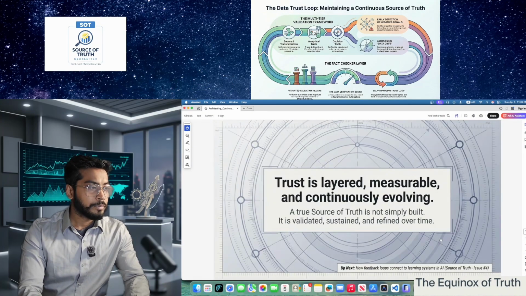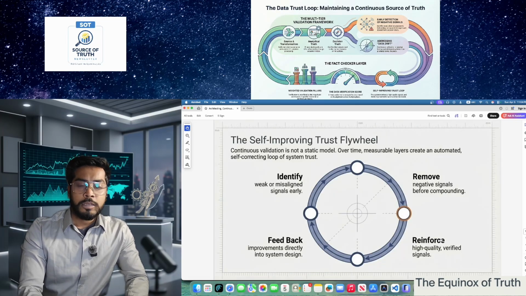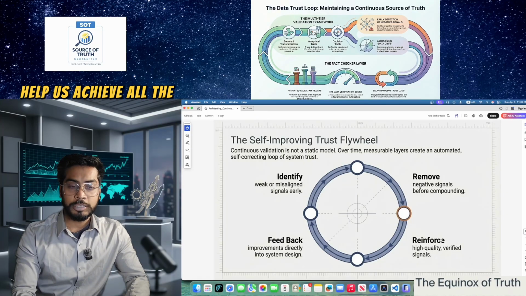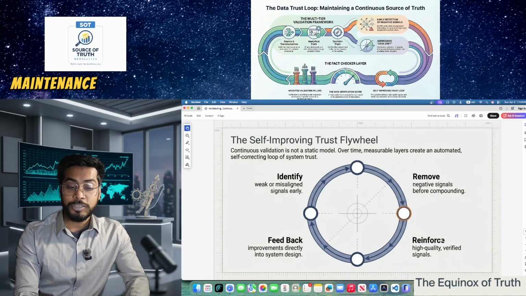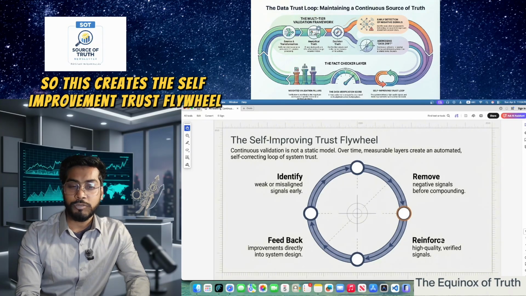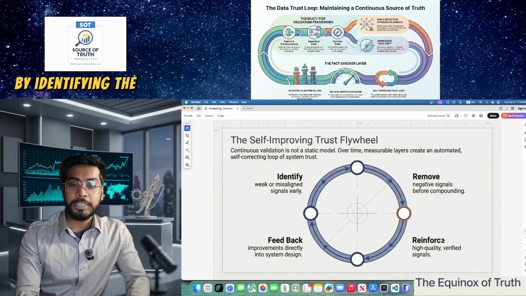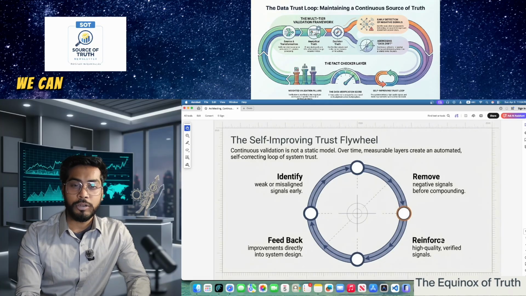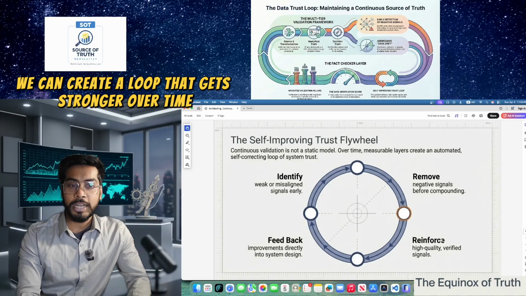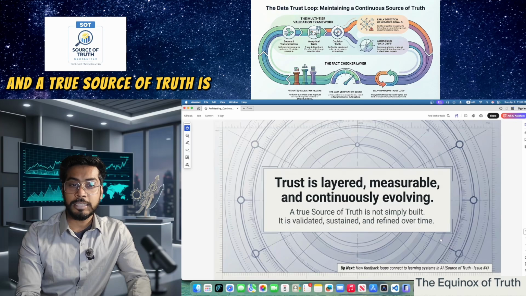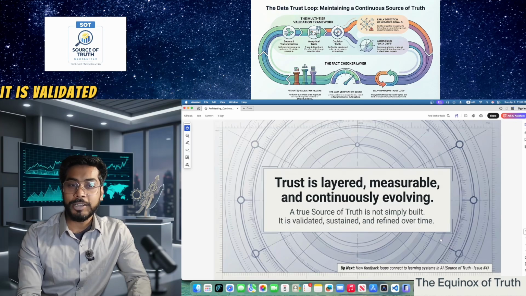Here is a self-improving flywheel that can help us achieve the data maintenance framework that we just looked at. This creates the self-improving trust flywheel by identifying the weak signals early on and feeding those improvements back into the system design. We can create a loop that gets stronger over time. So every piece of information and a true source of truth is not just simply built, it is validated, it is sustained, and it is refined as well.